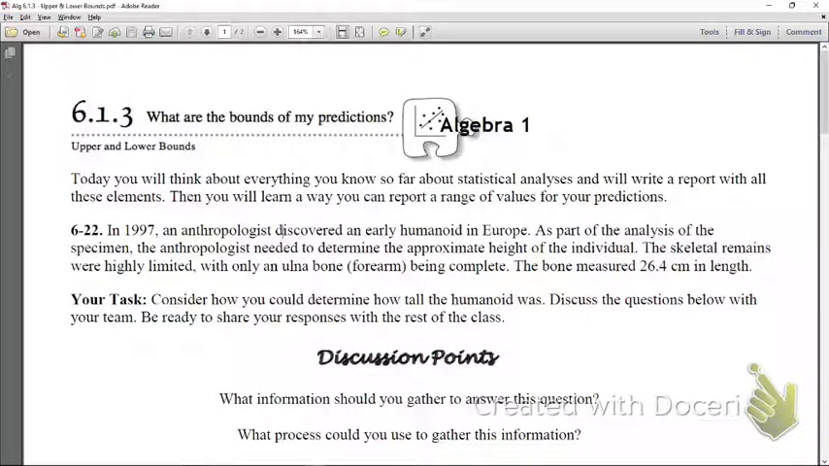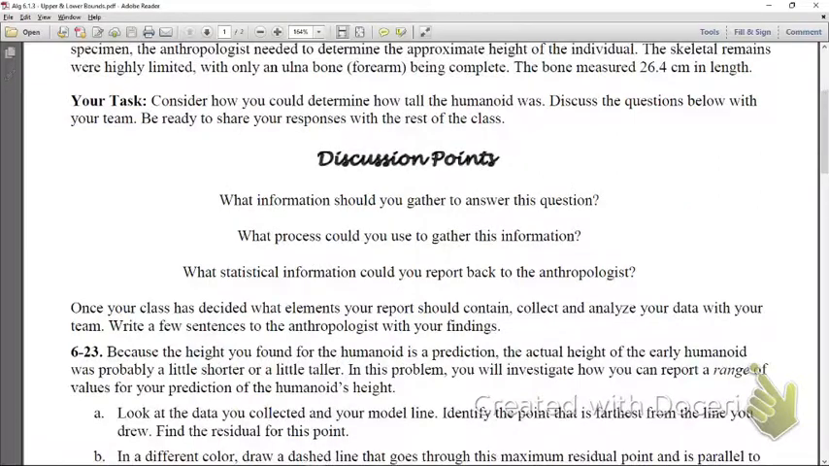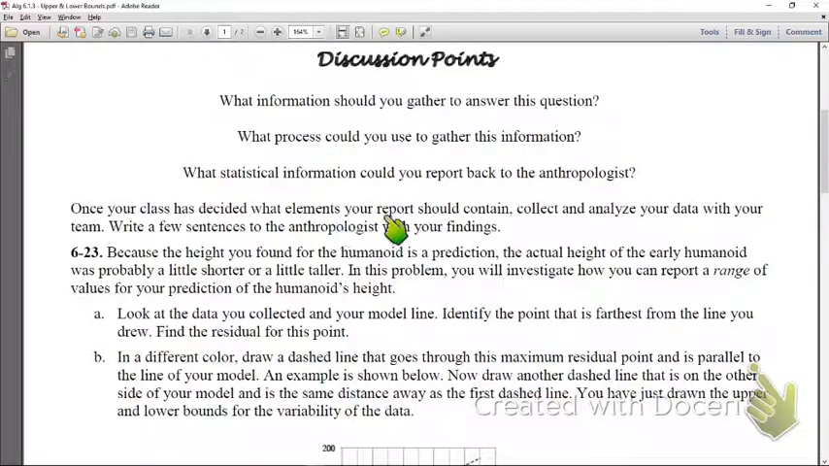Let's scroll down here. Once your class has decided what elements your report should contain, collect and analyze your data with your team. Write a few sentences to the anthropologist with your findings. So first we need to find a scatter plot, then we need to find a line of best fit. Then we need to use our line of best fit to predict how tall this person is with a 26.4 centimeter forearm bone. And then we need to report on the association, interpret the slope, interpret the y-intercept, make sense of the y-intercept. That sounds like a lot. I will guide you through that.